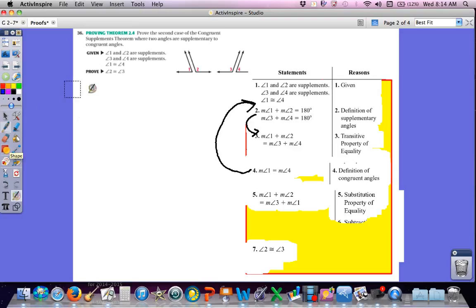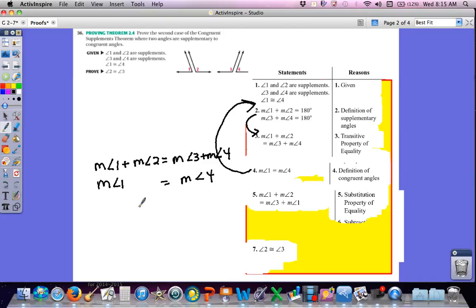At this point, I would have accepted if you had the measure of angle 1 plus the measure of angle 2 is equal to the measure of angle 3 plus the measure of angle 4, and below it, the measure of angle 1 is equal to the measure of angle 4. I would have been okay if you just went to the measure of angle 2 is equal to the measure of angle 3, because you've proven that this is equal, and that would be the subtraction property of equality. I hope you can read all that.